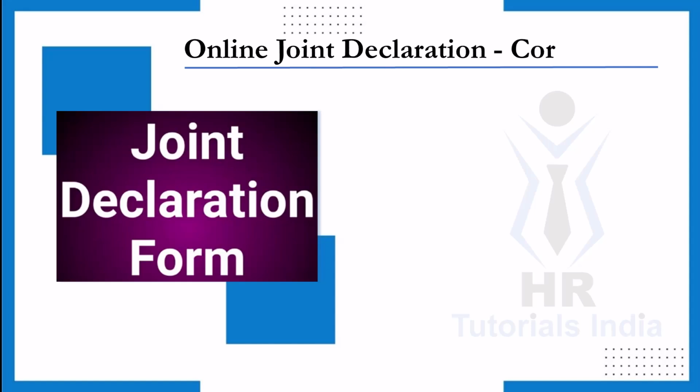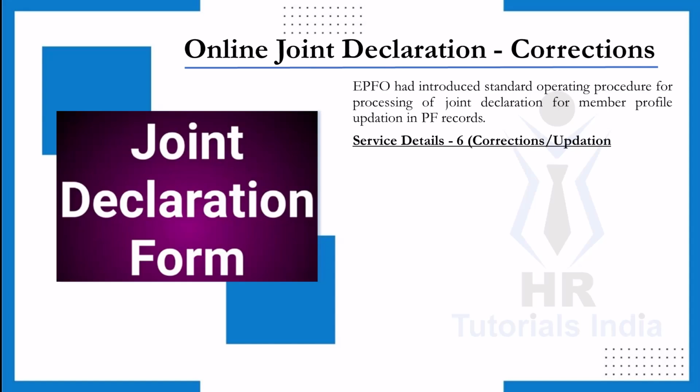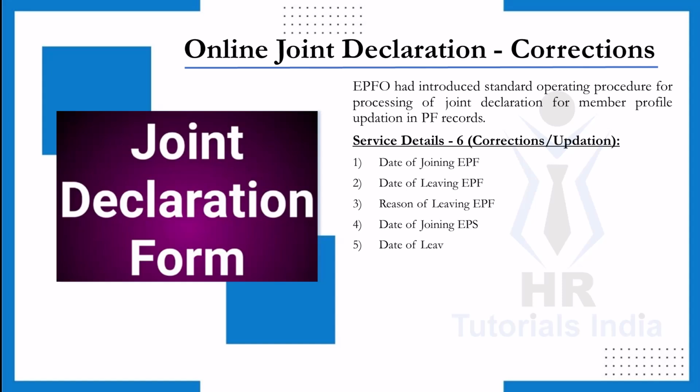Online joint declaration corrections. Online declaration correction service details. So here there are about 6 service details which can be corrected. Date of joining EPF, date of leaving EPF, reason for leaving EPF, date of joining EPS, date of leaving EPS, reason for leaving EPS. So these are the 6 service details which can be corrected in joint declaration.